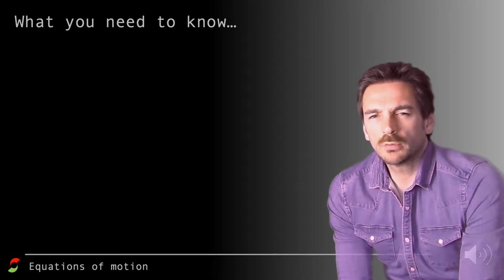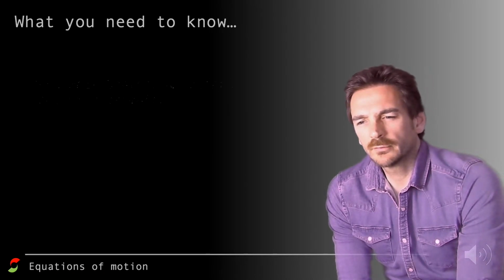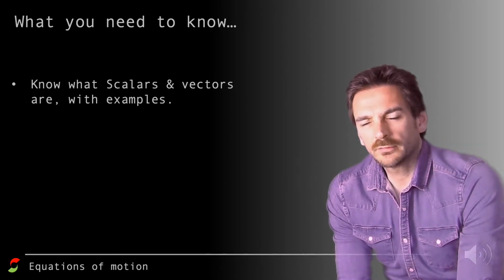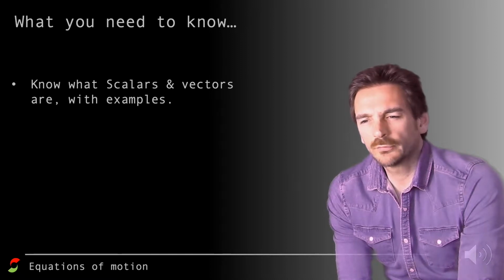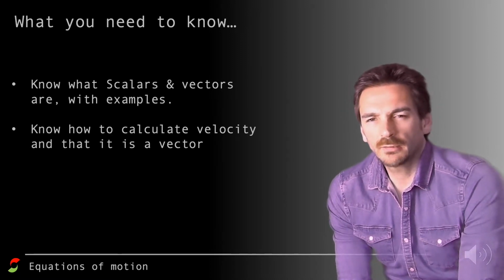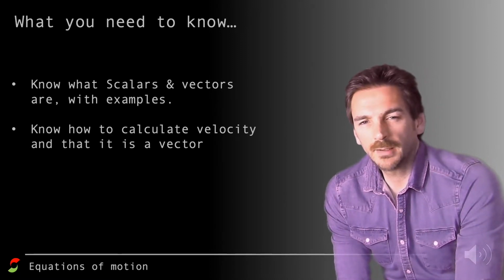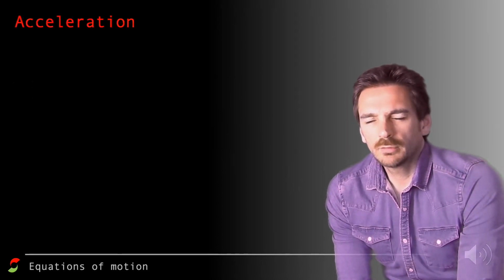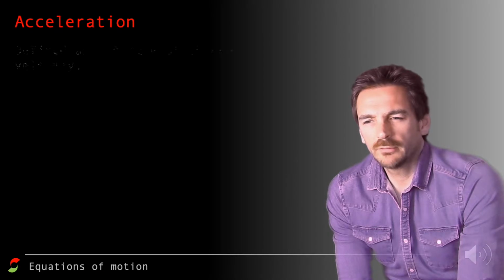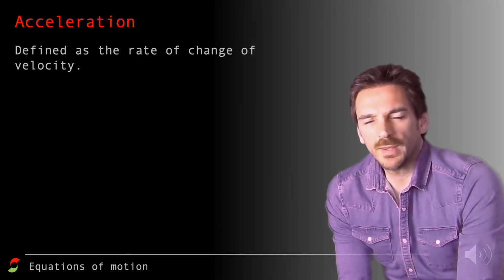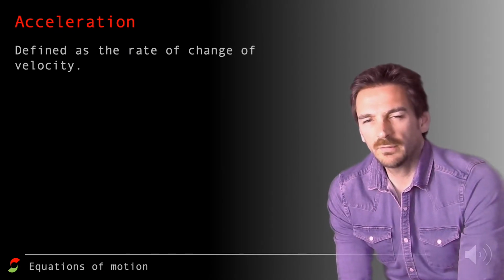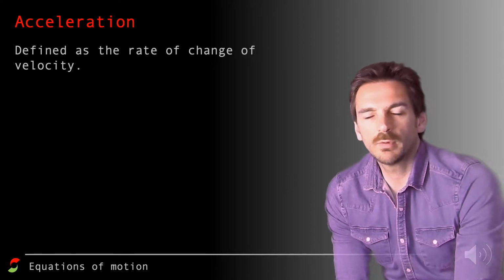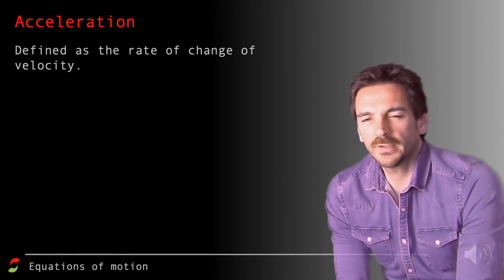What you need to know to get the most out of this lesson is something to do with vectors and scalars and some examples of each, and how to calculate velocity and know that it's a vector. And then going straight onto acceleration, I'm going to be looking at the definition for acceleration. The definition for acceleration is the rate of change of velocity.